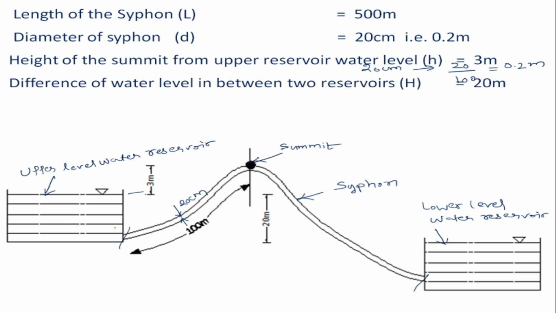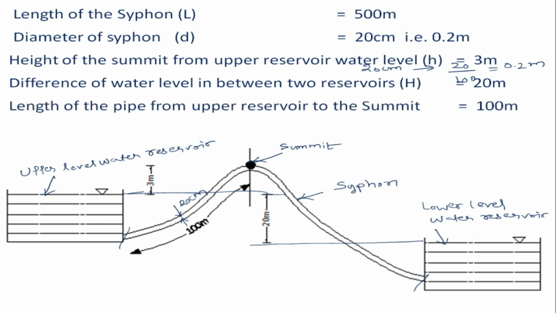The difference of water level in between two reservoirs, 20 meters. The length of the pipe from upper reservoir to summit. See, this is the pipe connected to upper level water reservoir. Up to the summit, the length is 100 meters. The coefficient of friction is given as 0.005.